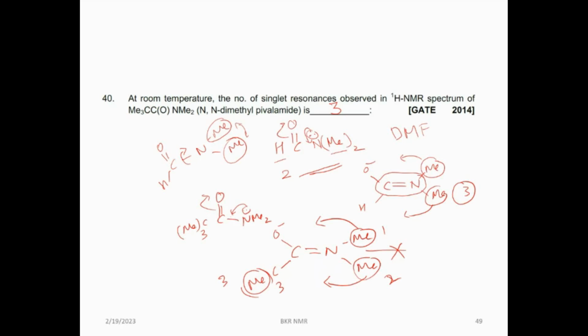But at room temperature, I can have a resonance where I can restrict these signals. So I can have a methyl which is close to O minus, and a methyl which is away from O minus, closer to these hydrogens. So the dimethyls will become different because they have different field effects. I'll be having one signal for this, one for this, and one for this. The same thing applies for this pivalamide, so I'll be having 3 NMR signals.